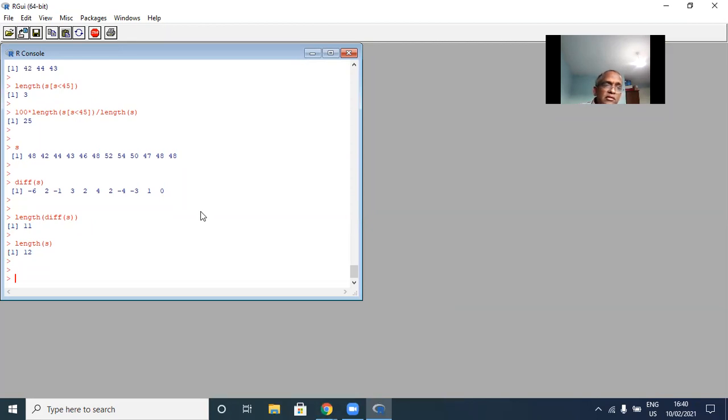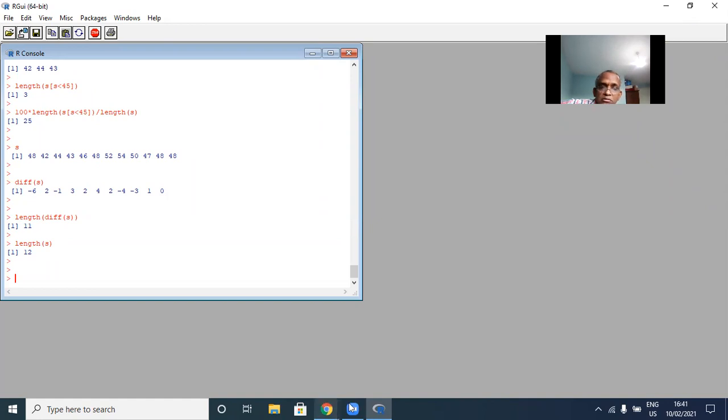All right, the next thing, the diff takes the differences between successive values of the data. So for example, 42 minus 48 is minus 6. 44 minus 42 is 2. 43 minus 44 is minus 1. 46 minus 43 is plus 3, and so on. So the operation diff means it takes differences between two consecutive values. I mean, two values that follow each other, right? Like 48 and 42 and so on, right?